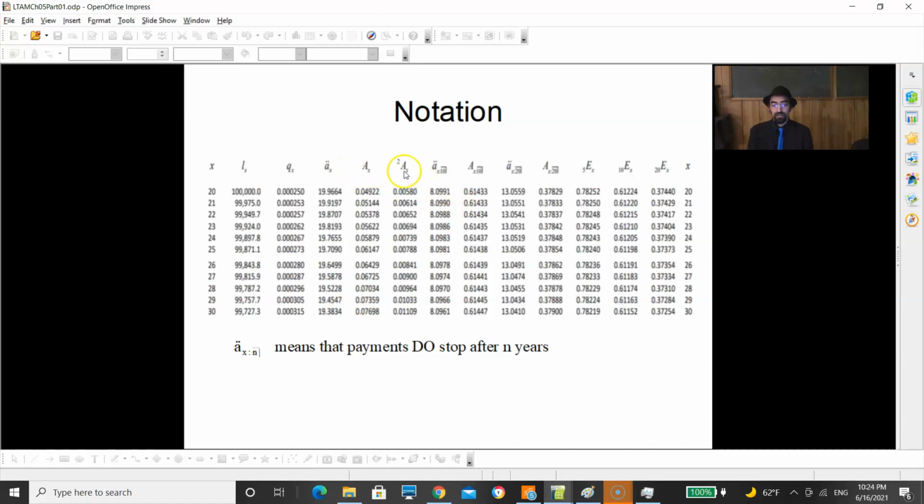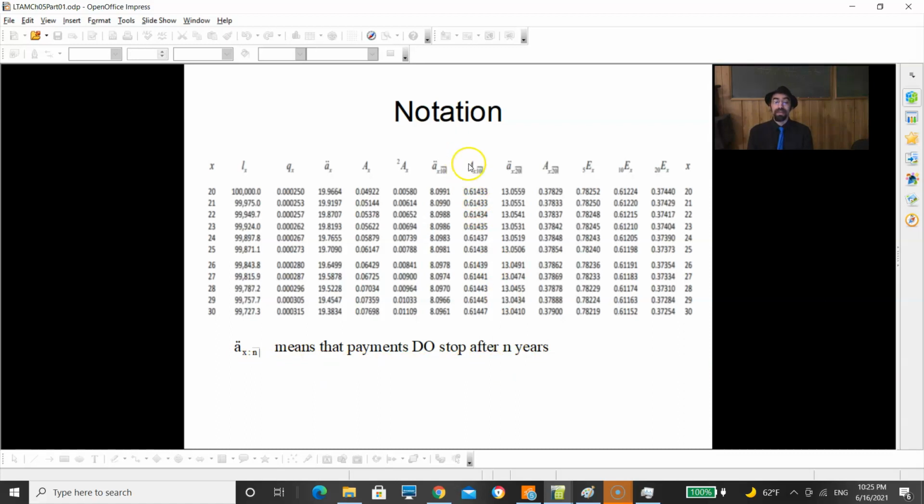Let's see, we covered the big A stuff in Chapter 4. The two columns here, A double dot x colon angle 10 and A double dot x colon angle 20, these two correspond to the expected present value of an annuity with a 10-year or 20-year maximum. In general, A double dot x colon angle n means payments stop after n years.